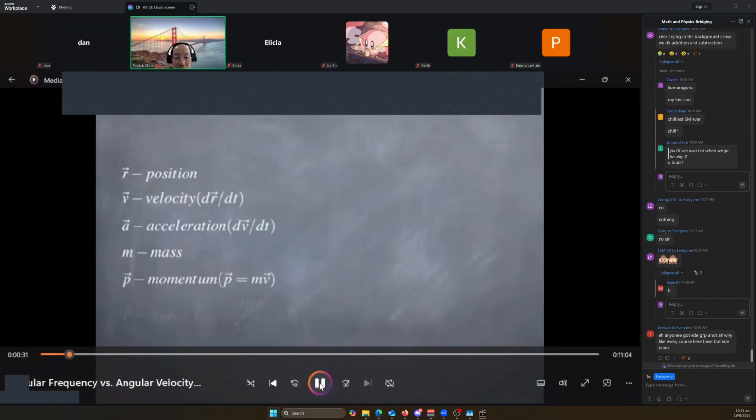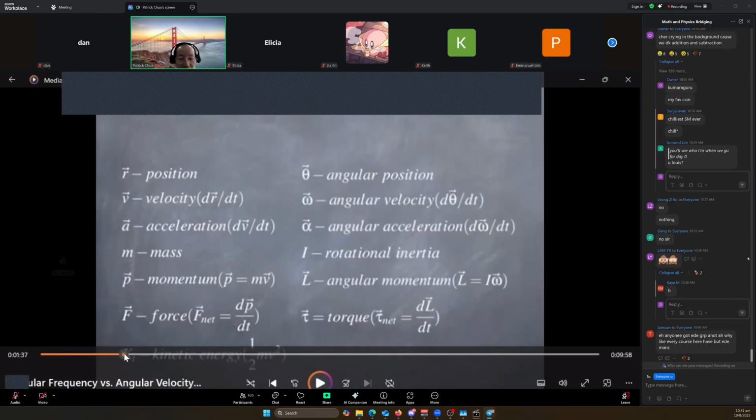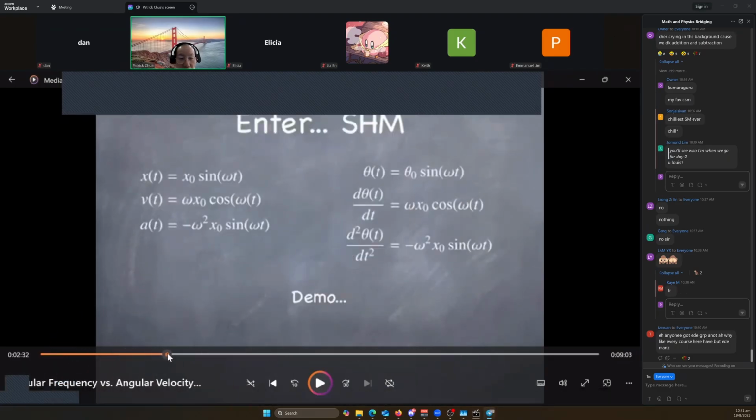What I will do is move it to the relevant portion, because some of these are beyond the bridging course. Let me slide to show the concept. Don't worry about frequency in this. Let's move ahead. Here I have a little demo to show.